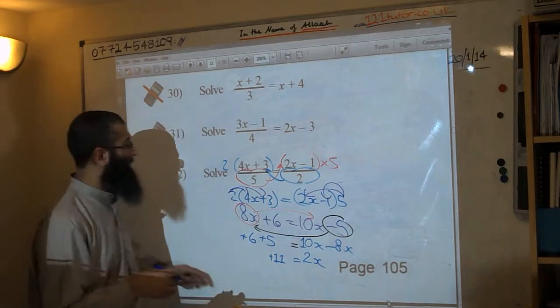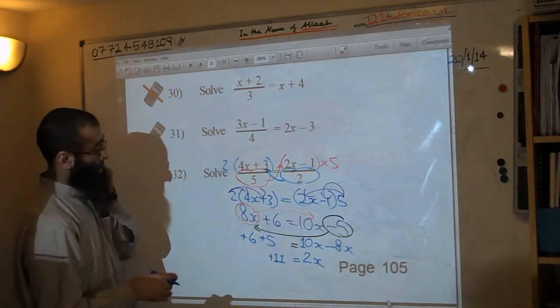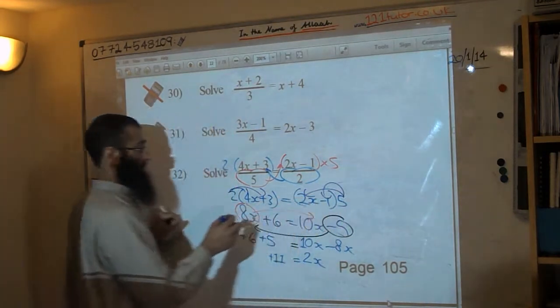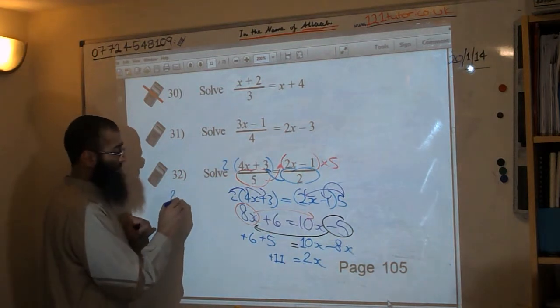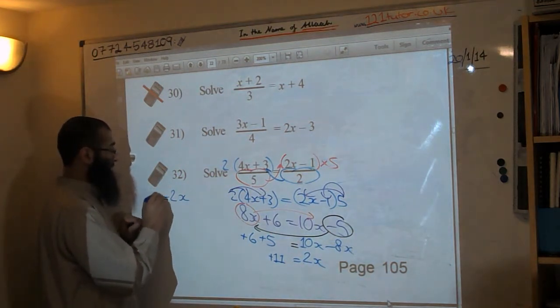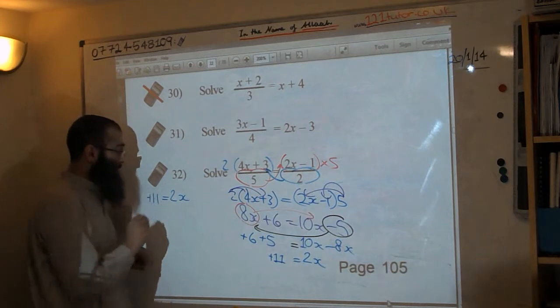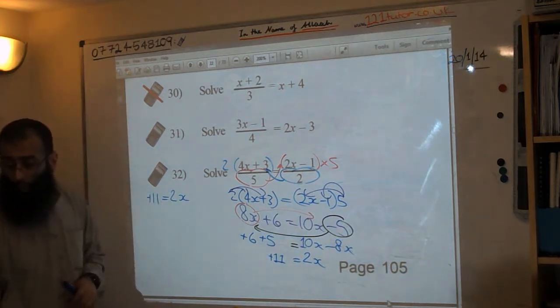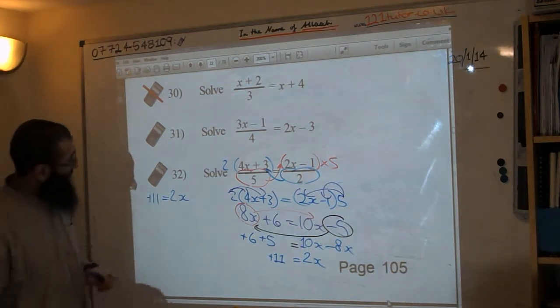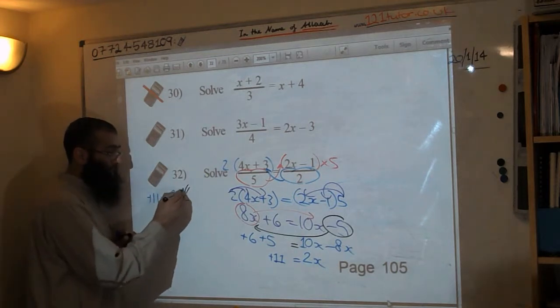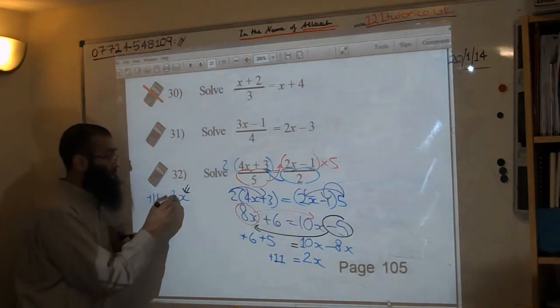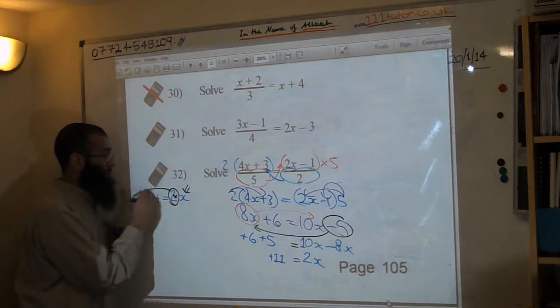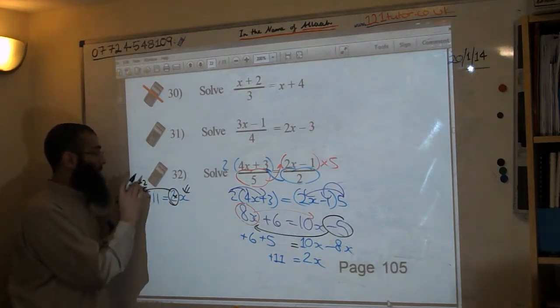Students get a bit lost when we get to here. They think 2x equals 11. Actually, let's copy that up over here. 2x is equal to plus 11. Now the opposite of multiply by 2 is divide by 2. We have to make x the subject, so x has been times by 2, and the opposite is divide by 2.